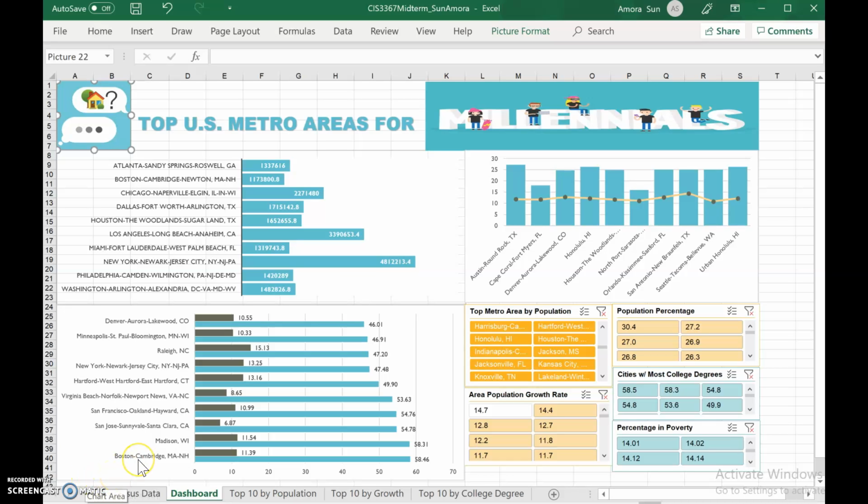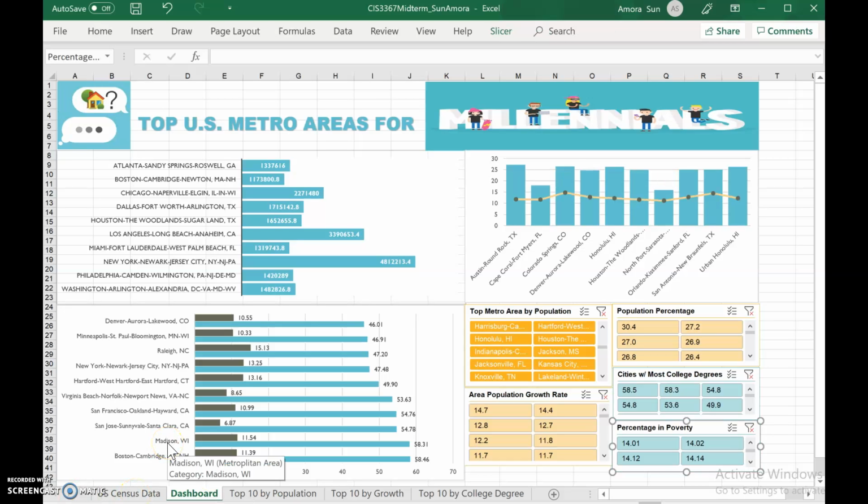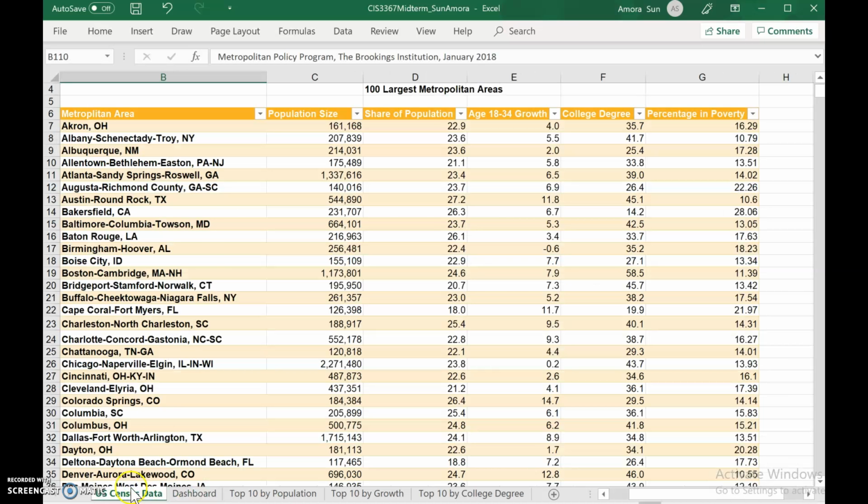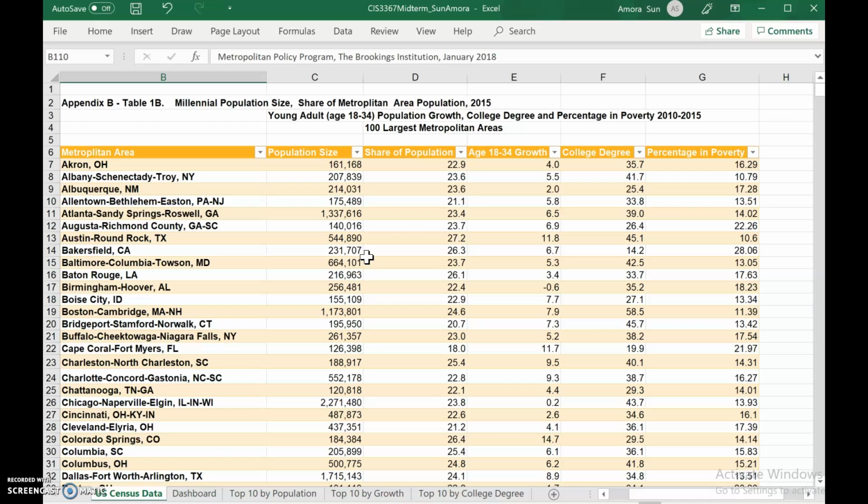For my research, I read a lot of articles from the New York Times to the Chicago Tribune, as well as Business Insider. But the most reliable source that I was able to use to collect my data was from the U.S. Census Bureau. This set of data here is for the 100 largest metropolitan areas for millennials.